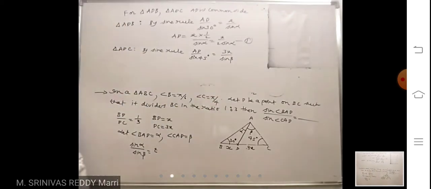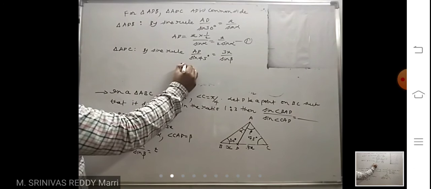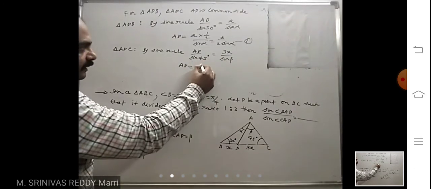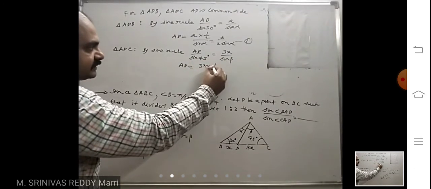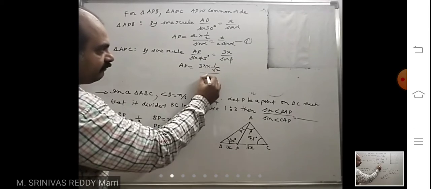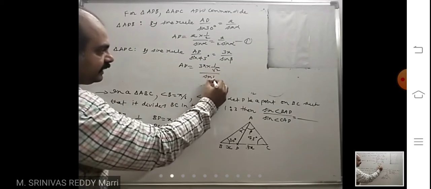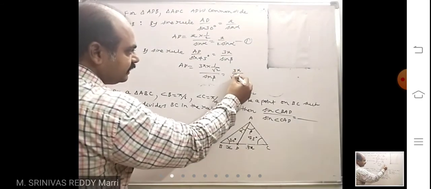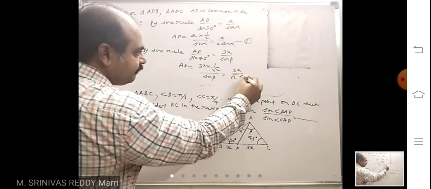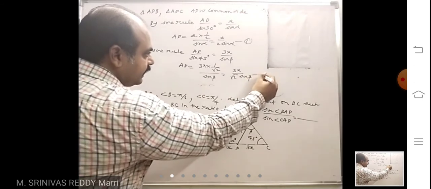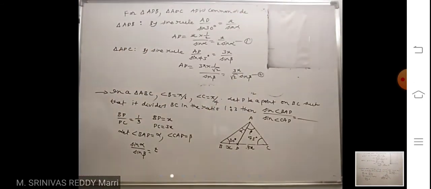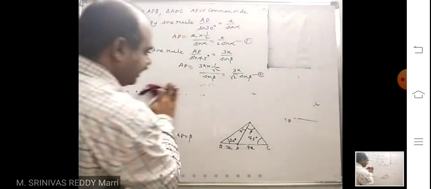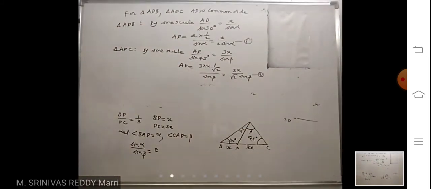That means sine beta. What is AD from here? Bring this side: 3x into sine 45, which is 1 by root 2, divided by sine beta. That means this is nothing but 3x divided by root 2 sine beta. From 1 and 2, AD is the same in both cases.